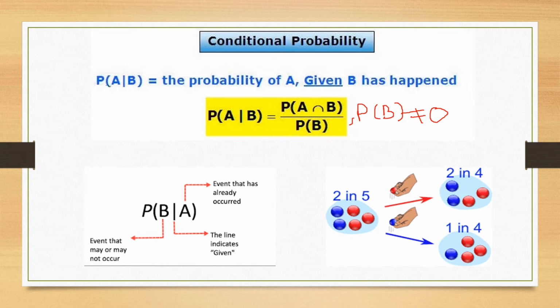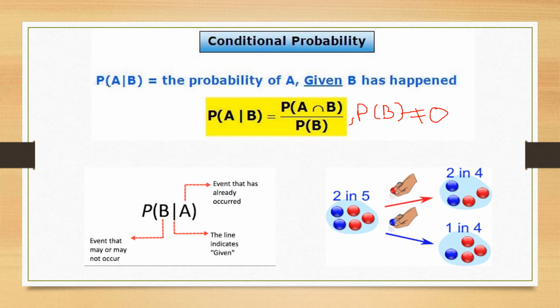and 3 red balls are there. So the total probability of getting a blue ball in this bag is 2 by 5, right? Now if I take out one red ball out of it, what happens? Now there are 2 blue balls and only 2 red balls left, because I have taken out this red ball and kept it aside, right?